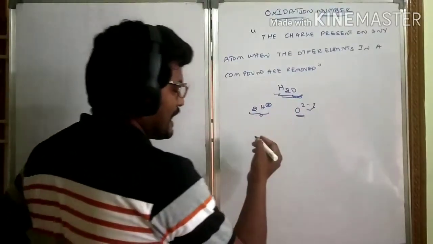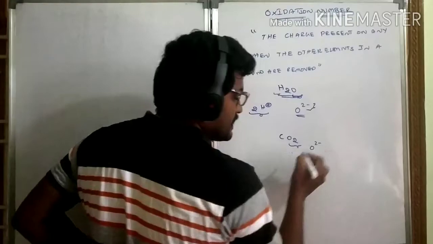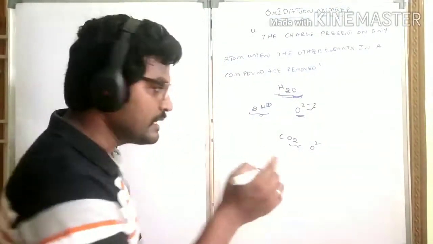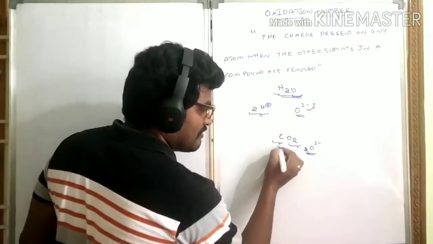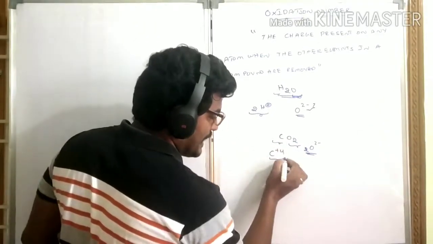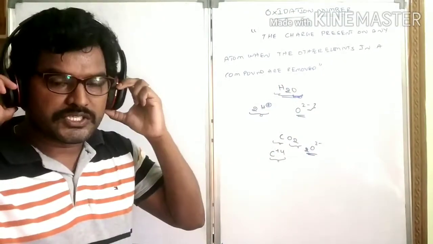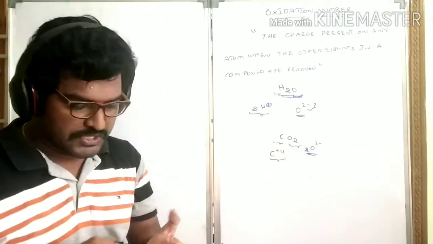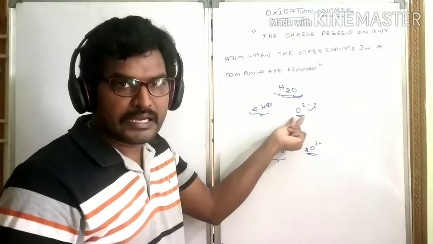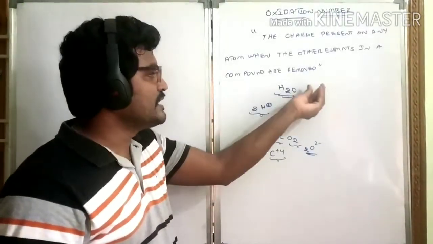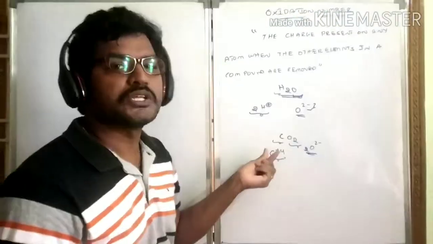And go to another one, CO2. Here the oxygen will be present in the minus 2 state. Here if you remove the 2 oxygens from this compound, carbon will be left over. So the leftover element bearing the charge is nothing but the oxidation number. Hope you are clear with the definition. Charge present on any atom when the other elements from the compound are removed is known as the oxidation number.